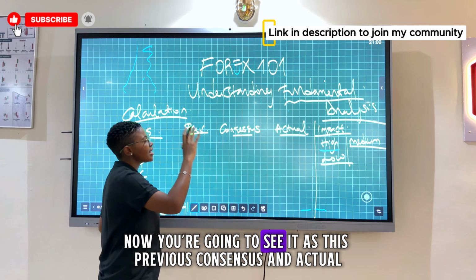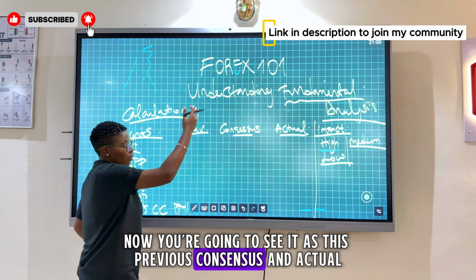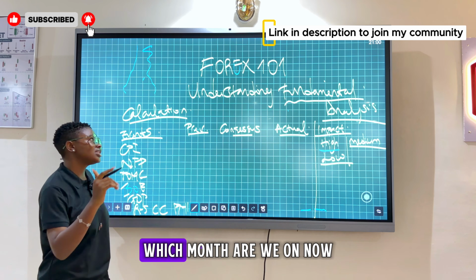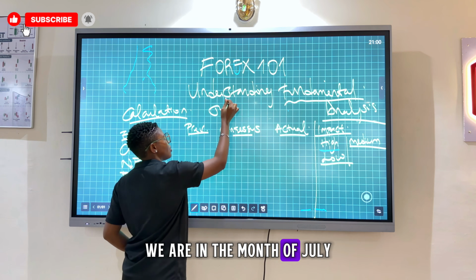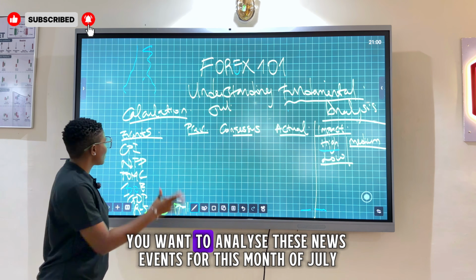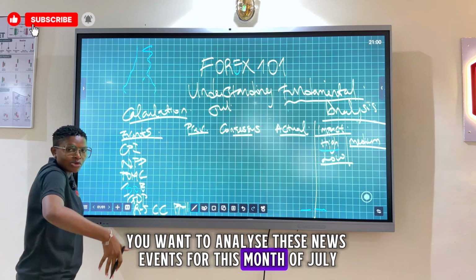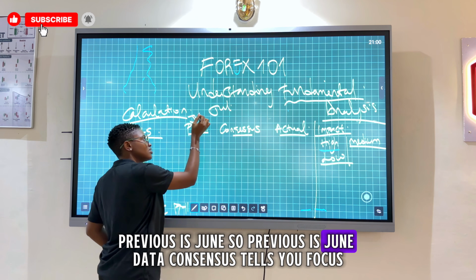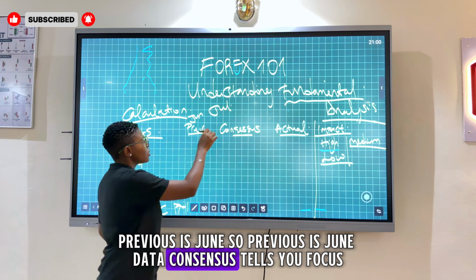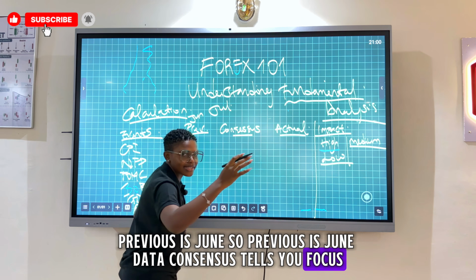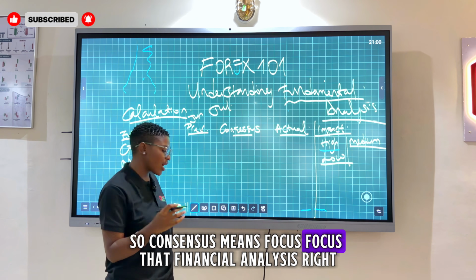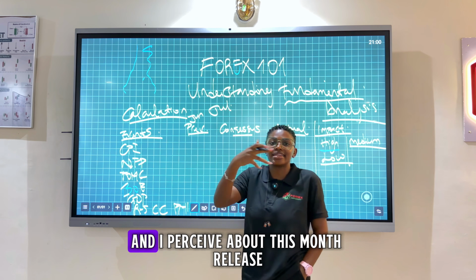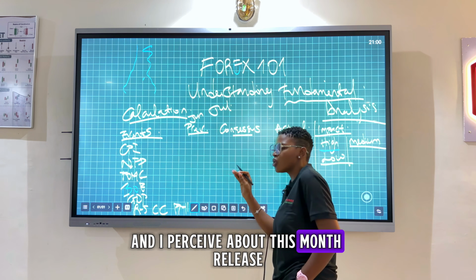Now, you're going to see it as this: previous, consensus, and actual. Previous means last month's data. Which month are we on now? We are in the month of July. You want to analyze these news events for this month of July. Previous is June data. Consensus tells you the forecast. It is the forecast that financial analysts, market participants like you and I, perceive about this month's release.